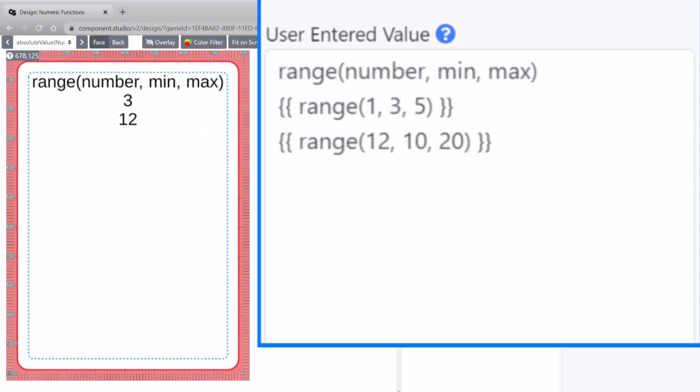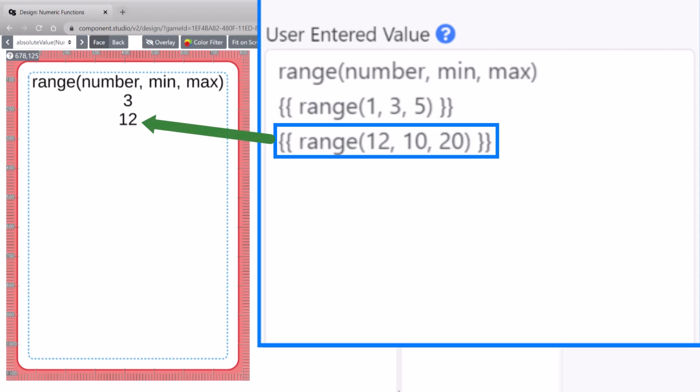So, if you input range 1, 3, 5, it will return 3. The 1 is less than the minimum of 3, so the function increased it to match that minimum. If you input range 12, 10, 20, it returns 12. The input is returned because it lands within the accepted range.